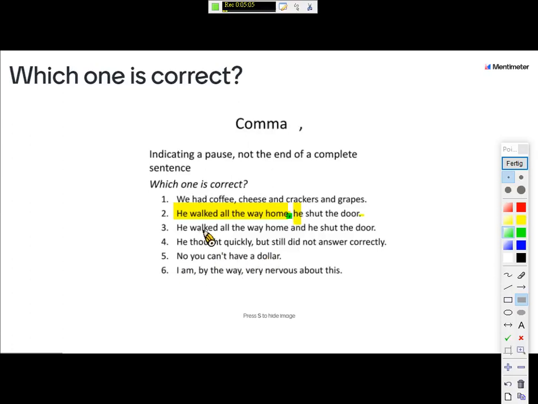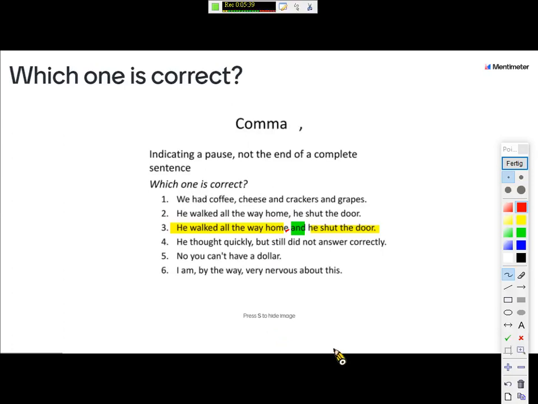Number 3, he walked all the way home and he shut the door. He walked all the way home, and we notice there's a coordinating conjunction, right? So basically, and is used to connect two independent clauses, 1 and 2. And to make it clear, we need to have a comma here. He walked all the way home, comma, and he shut the door.